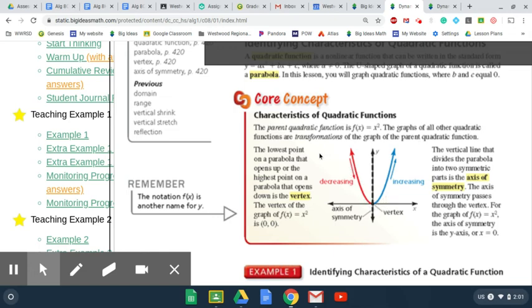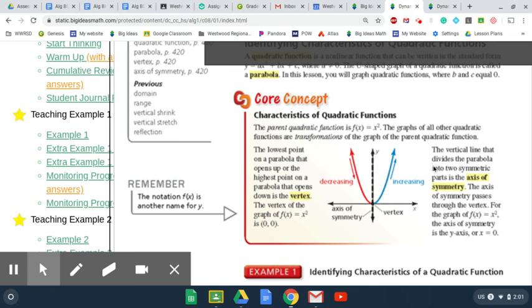So the lowest point on a parabola that opens up, or the highest point on a parabola that opens down, is the vertex. So this point right here is the vertex, and it's really where the graph changes direction. We can see that the left side of the parabola is going down, the right side of the parabola is going up. So this point here where that U is happening is the vertex because it changes direction. The vertex of the parent function is right here at the origin, 0, 0.